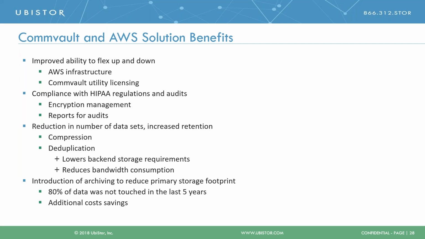We then developed an archive policy that freed up expensive primary disk space by leveraging Commvault converged processes for backup and archiving in conjunction with AWS. We took a good look at running Commvault utilities against the data sets that were candidates for archive, and we discovered that 80% of the data hadn't been touched in 5 years or more.